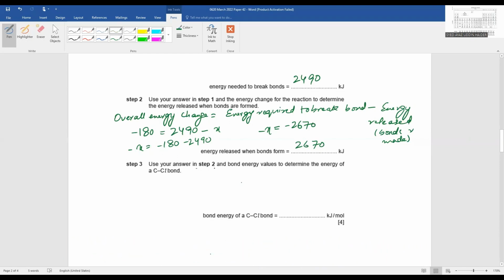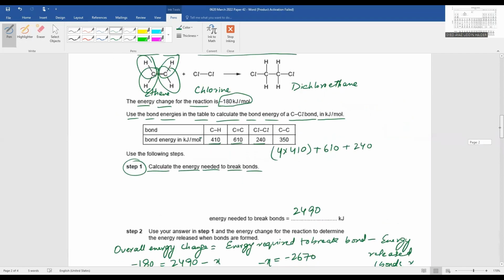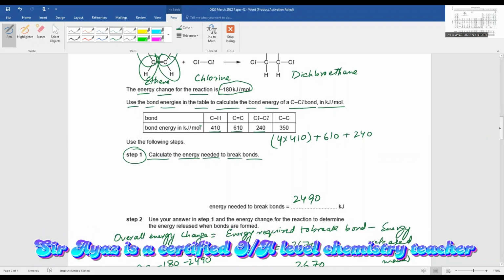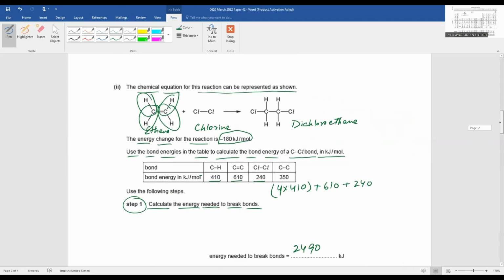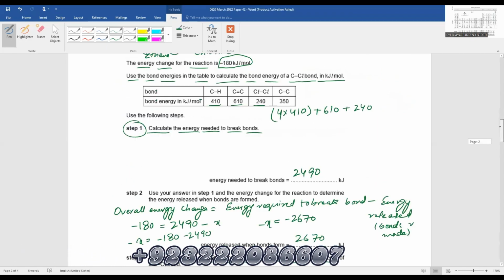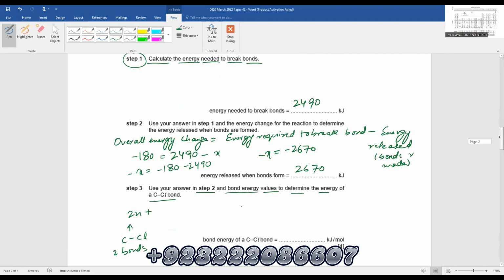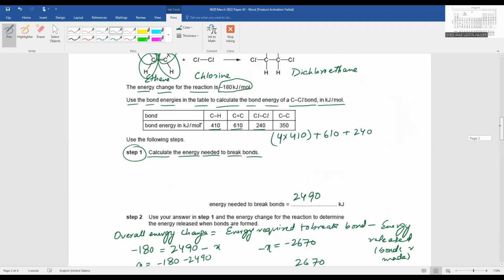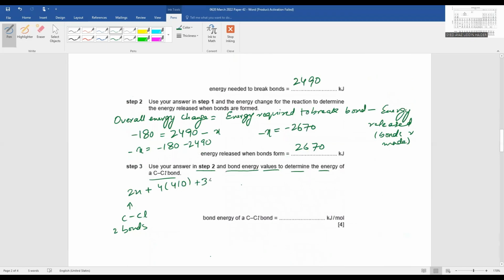Use your answer in step 2 and bond energy values to determine the energy of the C-Cl bond. If you look at the data table, the C-C bond and the C-H bond are given. So what we will do is add up these bonds. We have one C-C bond, 4 C-H bonds, and 2 C-Cl bonds. So we have 2x for C-Cl, as there are 2 bonds, plus the C-H: 4 into 410, plus C-C, only one, so 350.